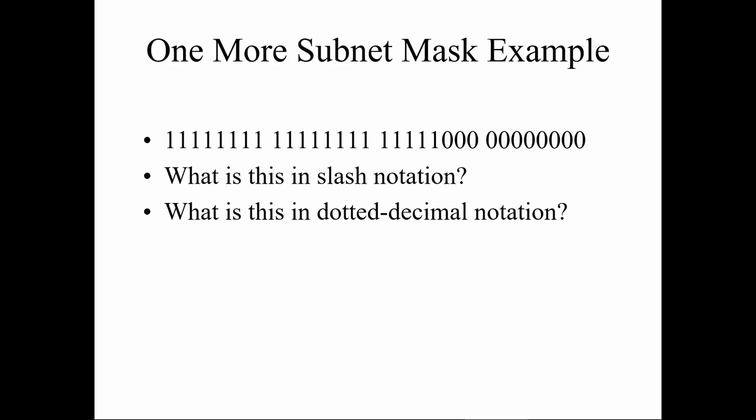Let's look through one more example. Again, the slash notation, 8, 8, 17, 18, 19, 20, 21. So slash notation would be 21. In dotted decimal form, here's 8 bits, here's 8 bits, so that's 255.255. 128 plus 64 plus 32 plus 16 plus 8. We do not add the 4, we do not add the 2, we don't add the 1, so this should be 248. So 255.255.248.0. With this, it's practice, practice, practice, practice.